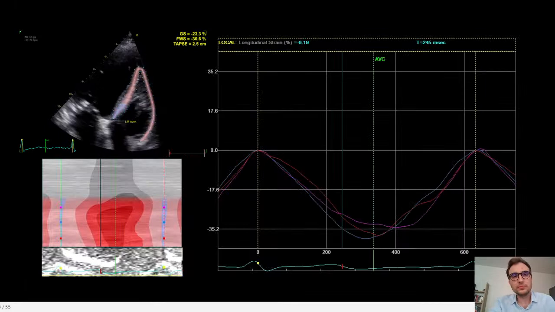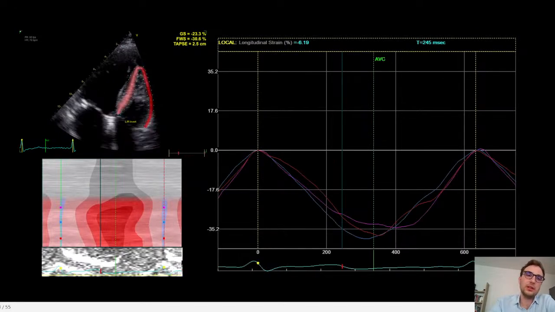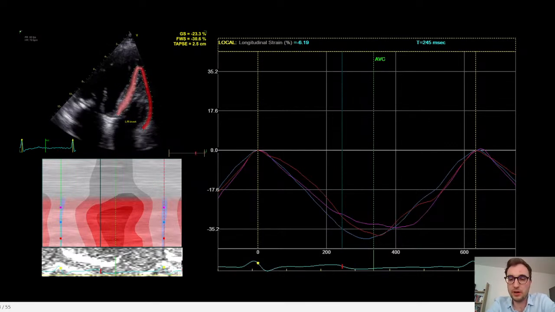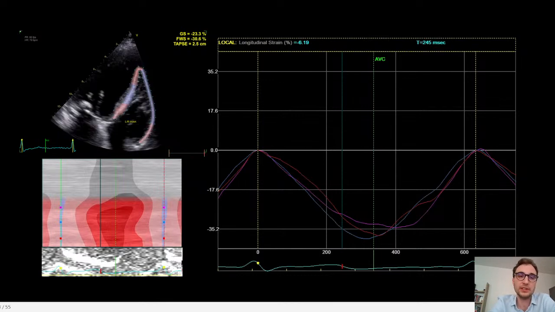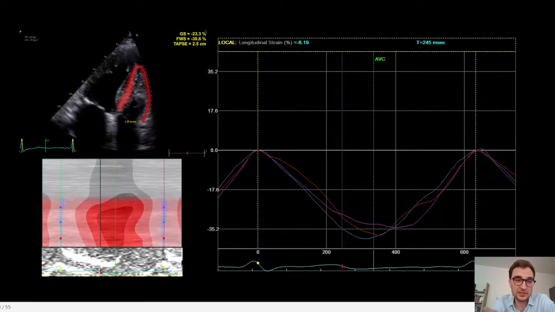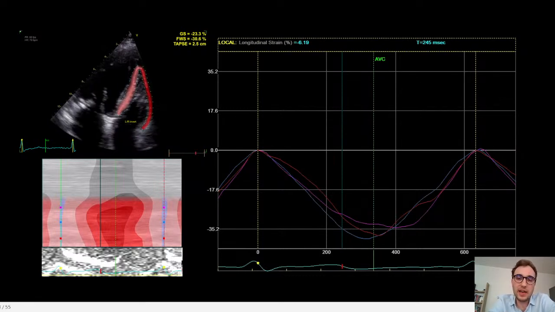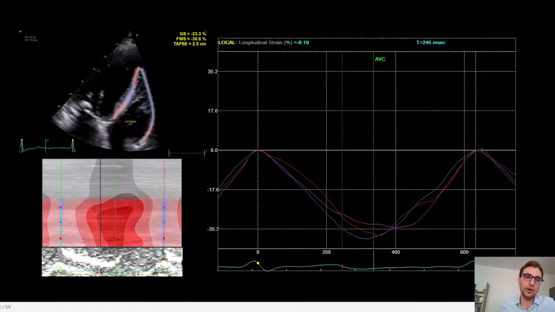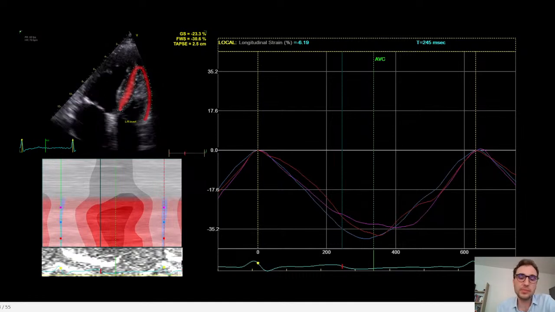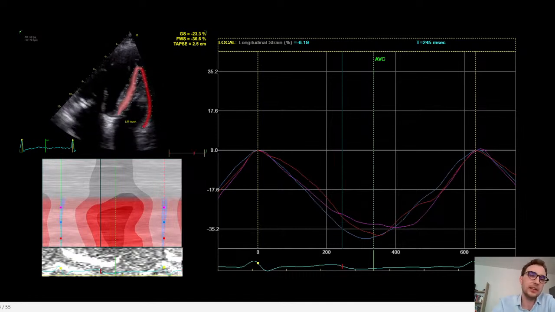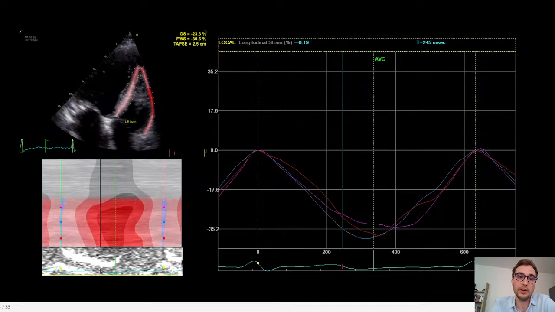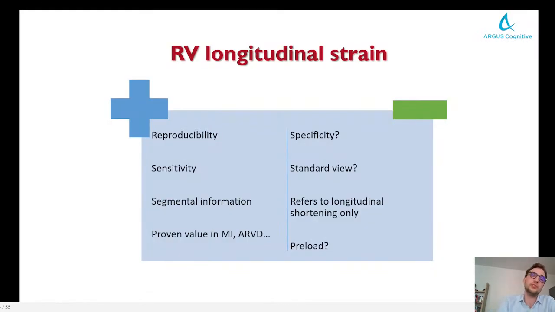Okay, so one of the most important advancements of echocardiography imaging in the last decade was definitely speckle tracking echocardiography and strain imaging. Nowadays we have dedicated right ventricular software for the deformation imaging of the right ventricle, and this approach, so measurement of right ventricular strain, is definitely a quite useful and interesting approach for the assessment of systolic function.